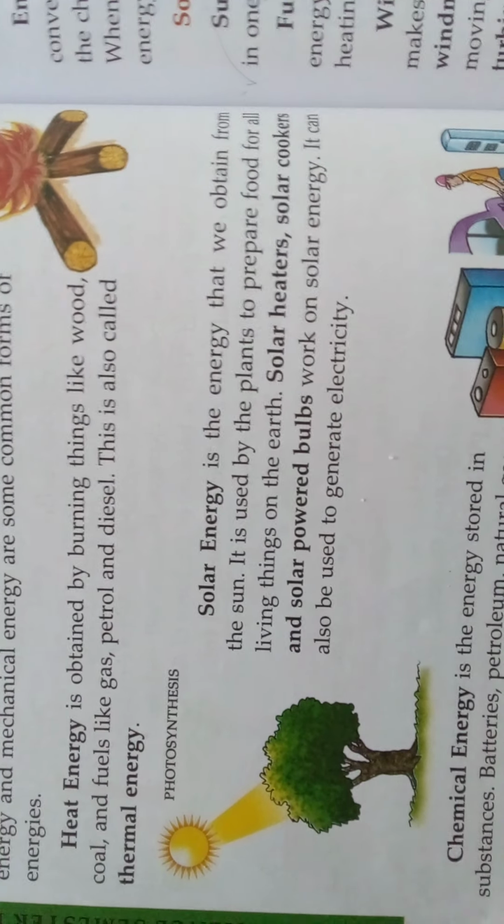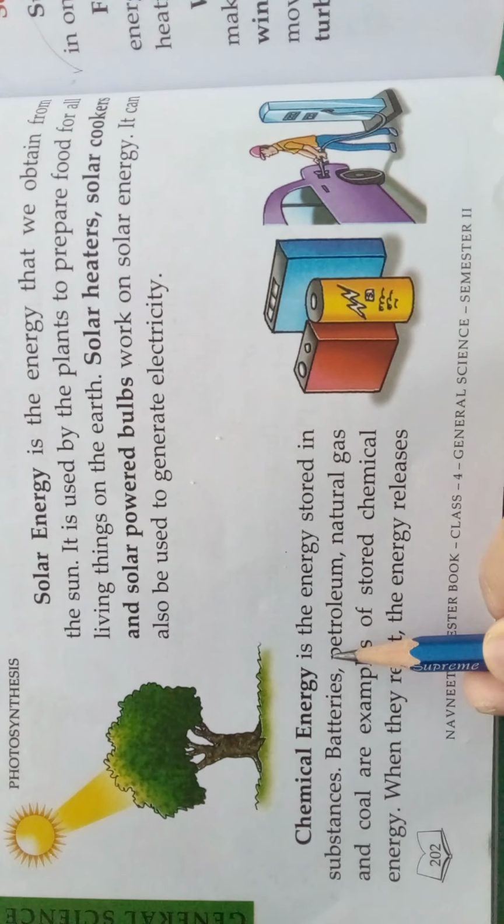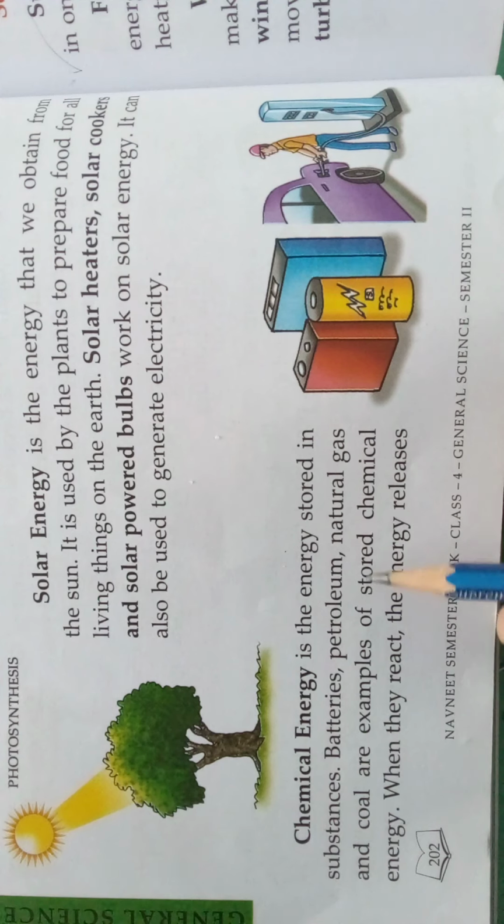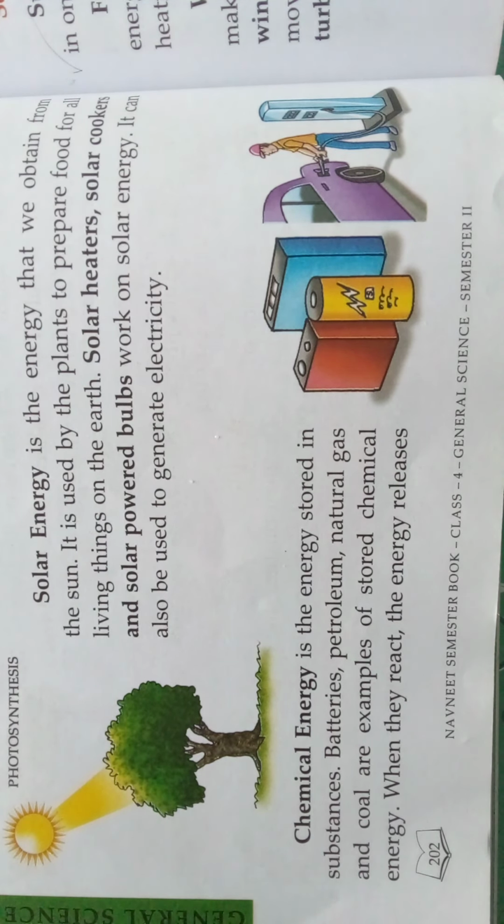Come, we will see the next type, that is nothing but chemical energy. See, chemical energy is the energy stored in substances. Batteries, petroleum, natural gas and coal are examples of stored chemical energy. The batteries you will use for toys and for the clock, that is chemical energy. It is stored in the form of chemical substances inside the battery.